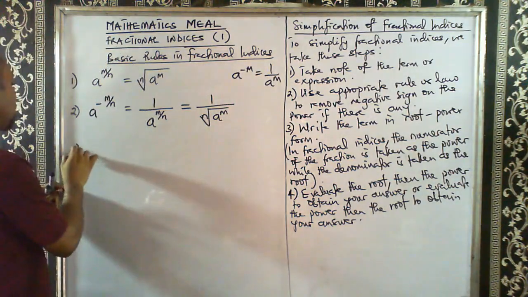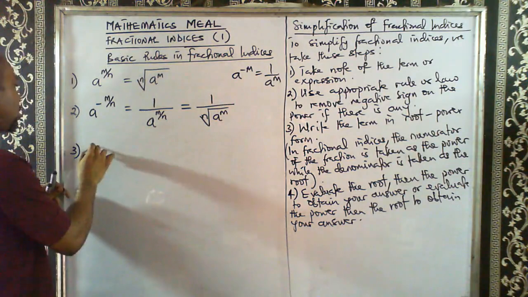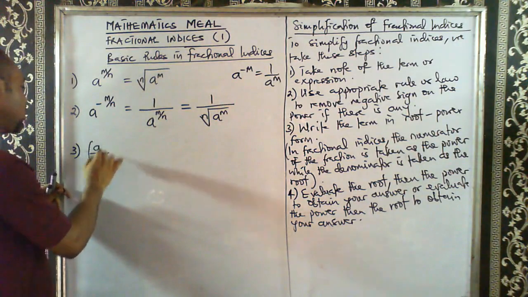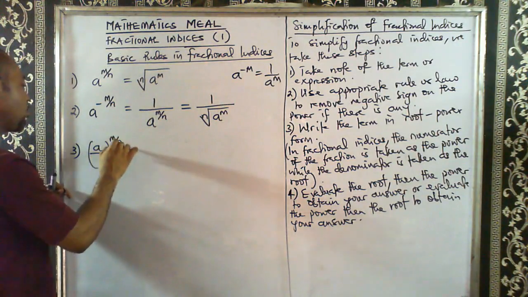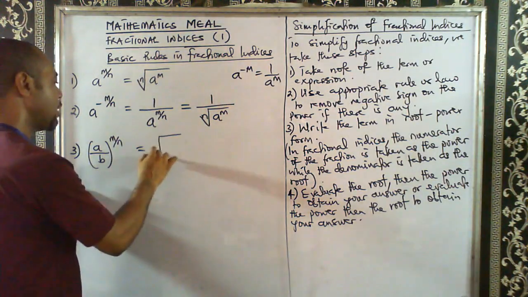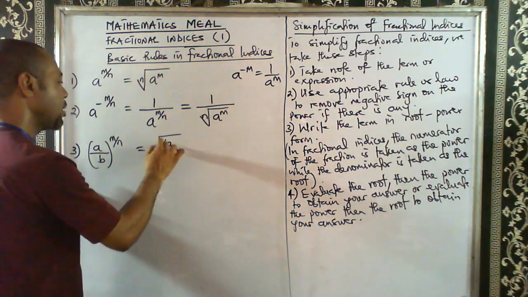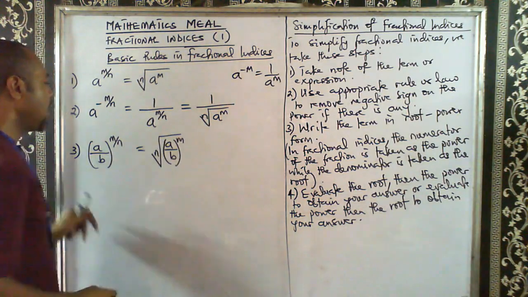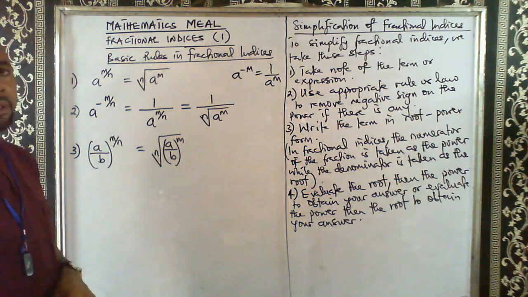So we have the third rule dealing with when we have a fractional base. So this is (a over b) raised to power m over n. What do we do? Still the same principle. The n-th root of a over b, all raised to power what? m. That's what it means.